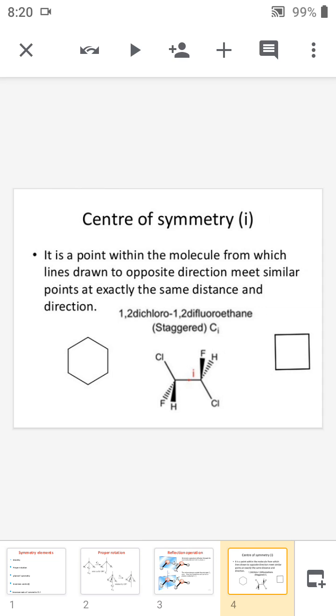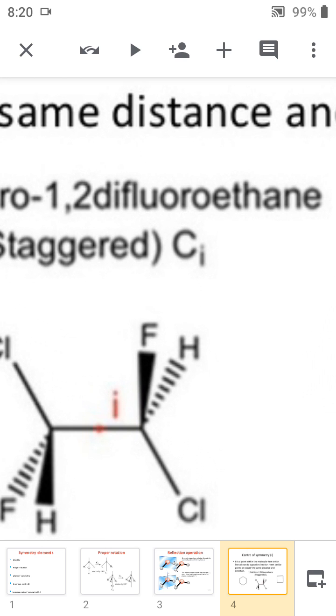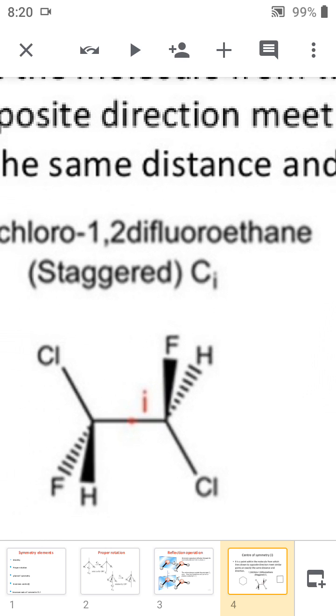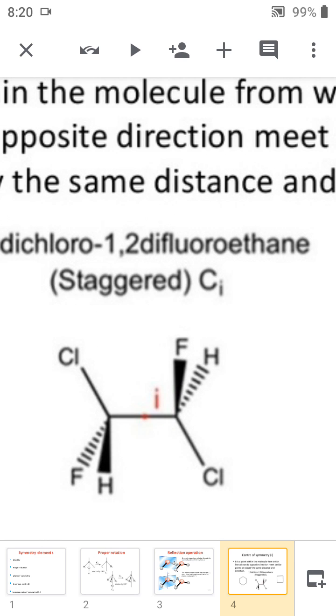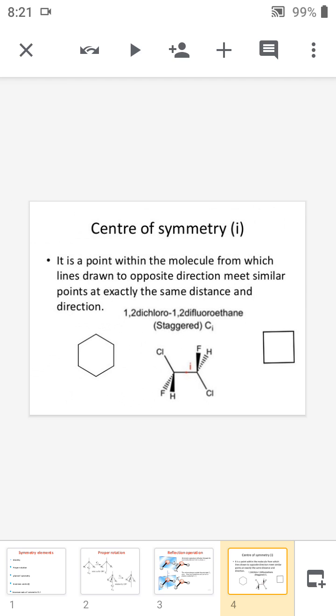So consider this is the center of a molecule. I have shown it by a red colored point. This is the center of the molecule. If you draw a line to one of the chlorine atoms, we will get a distance from the center of the molecule, the red dot, to that chlorine atom. If we extrapolate the same distance in the opposite direction, we will get the same atom, a chlorine atom again. So that's why this molecule has the center of symmetry.